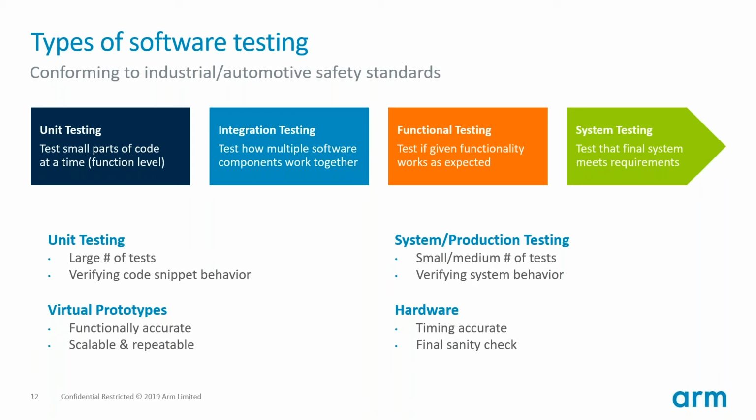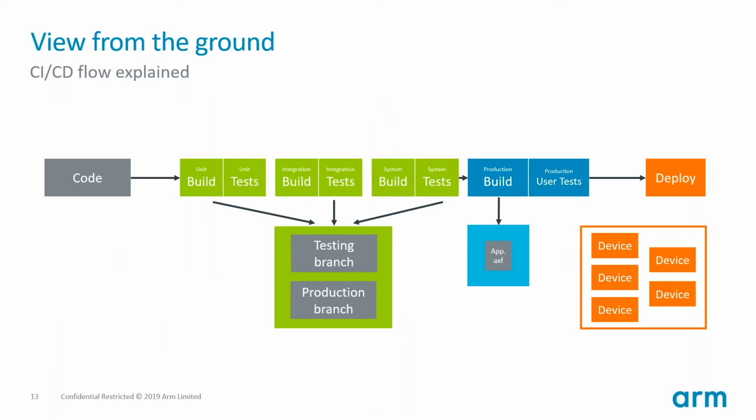For functional testing and system testing, this is focused more around hardware development platforms, FPGAs, actual hardware development boards, things like that, which are accurate to timing and are more complete versions of your final system where you're testing the full function or the full system's performance. So with that explanation of the specific CI types of testing out of the way, we can expand a bit more on our framework here.